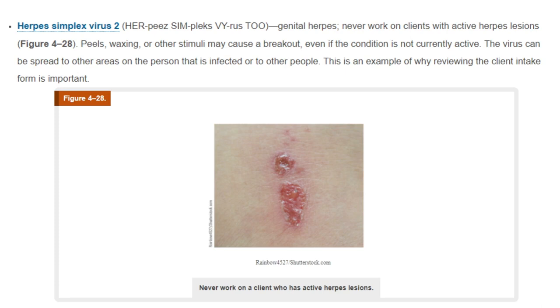Herpes simplex virus 2, genital herpes. Never work on clients with active herpes lesions, figure 4.28. Peels, waxing, or other stimuli may cause a breakout, even if the condition is not currently active. The virus can be spread to other areas on the person that is infected or to other people. This is an example of why reviewing the client intake form is important.